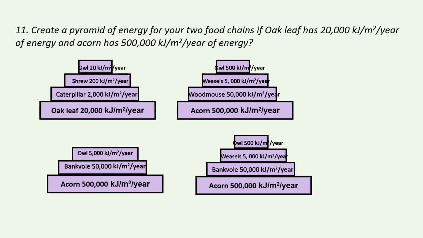If you picked the acorn, it would have started with 500,000 kilojoules per meter squared per year. And then you could have picked the wood mouse, the weasel, and the owl, which obviously would have been divided by 10 each time you went up. Or you could have picked the acorn, the bankvole, and the owl, or the acorn, the bankvole, the weasel, and the owl. So well done if you managed to make it into the pyramid shape and managed to get all of the calculations correct. If you didn't, then make sure you watch the video again.